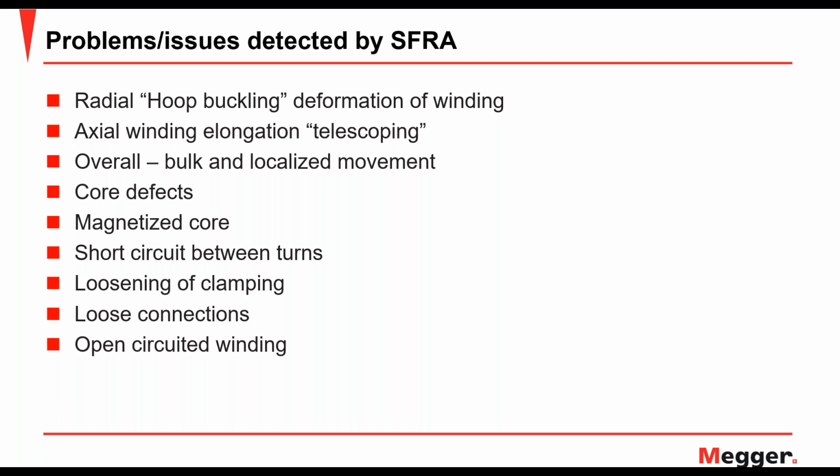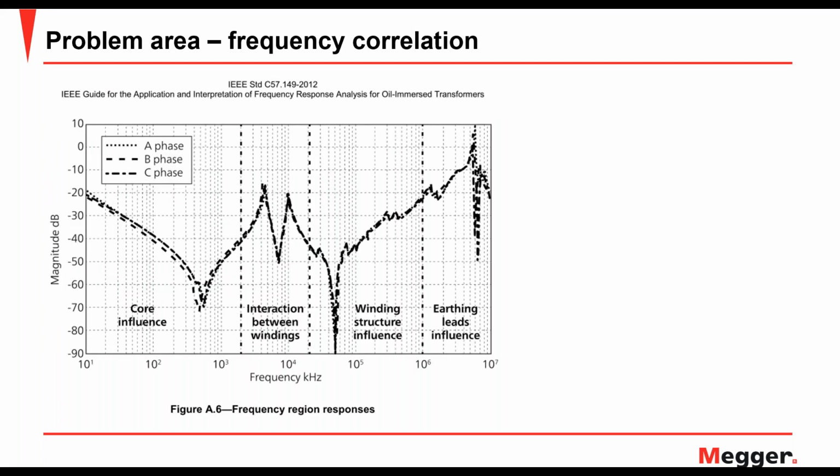Open circuit winding, of course, will cause deviations as well. So these are just some of the problems that can be highlighted by the SFRA. And different problems correspond to different frequency ranges. So no test can be conclusive by itself. So you do need to perform a bunch of tests to figure out exactly what's going on in the transformer.